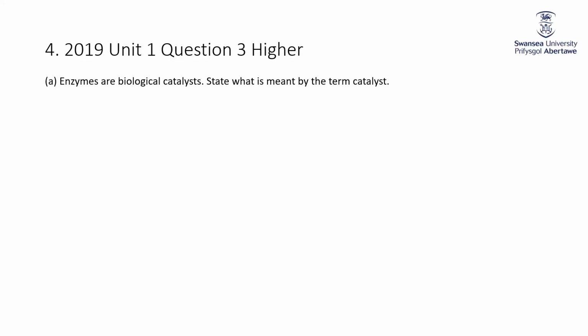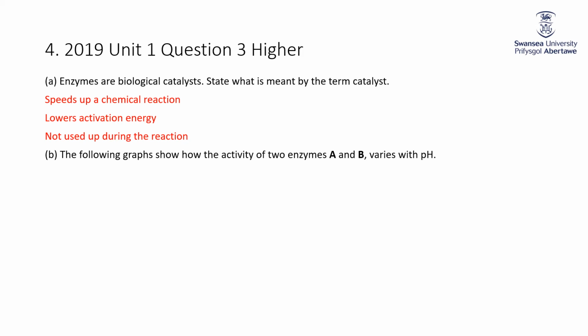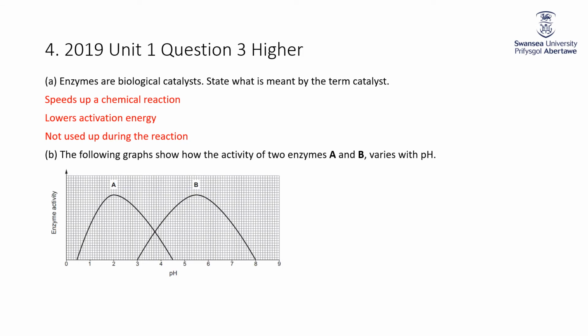So question 4 is about enzymes. Enzymes are biological catalysts. Explain what is meant by the term catalyst. So catalysts speed up the reaction, they lower activation energy, and they are not used up during the reaction. Then the following graphs show the activity of two enzymes A and B as it varies with pH. So we were asked to use the graphs to compare the activity of the two enzymes.